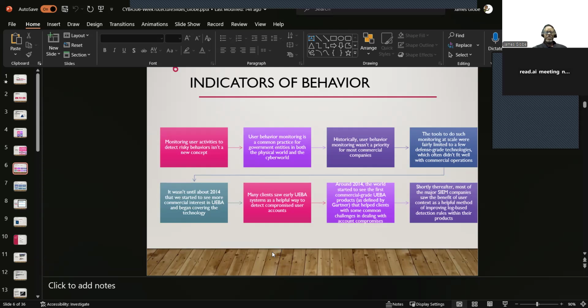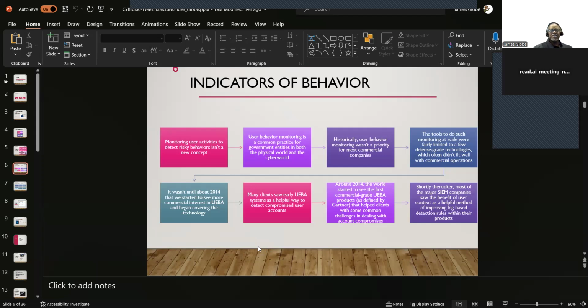Historically, user behavior monitoring wasn't a priority for most commercial companies because they only thought they needed to worry about when they were under attack, when a crime was being committed. But now, because of the rise in insider threat and so many users working from home and accessing their network remotely, defining what is normal has become the standard, the norm. Most companies have to do this.